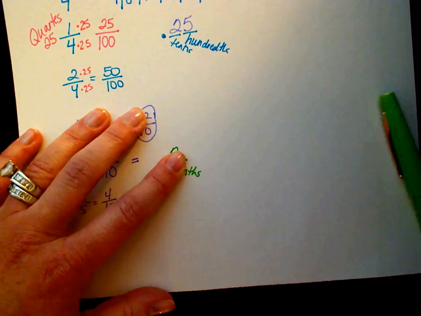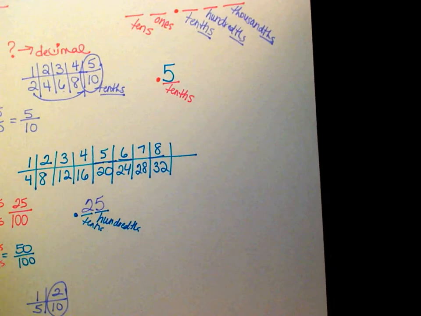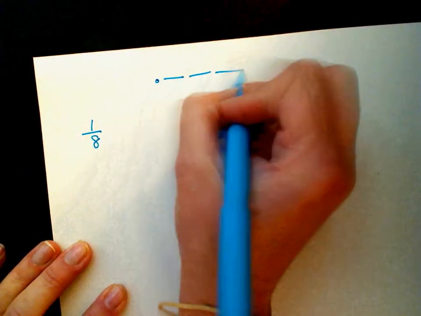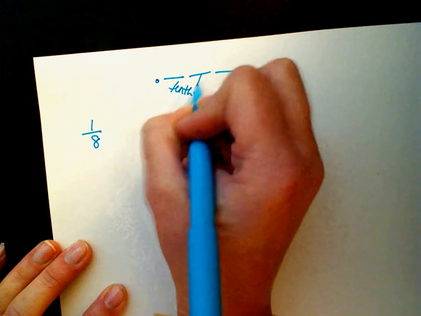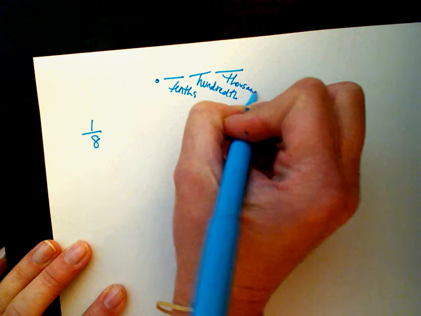Okay, then we went to the eighths. So I'm going to turn this over. And the eighths. Okay, I'm going to remind you of our place value. Tenths, hundredths, thousandths.